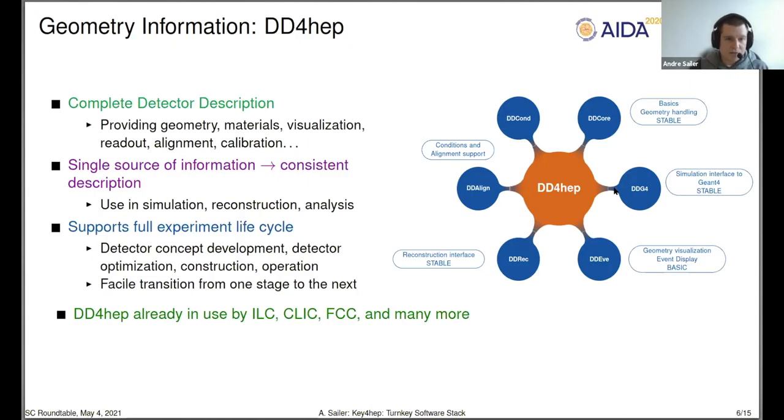For the geometry information, we're also using DD4hep. It was very nice to see the use in EIC of DD4hep, as I'm also one of the developers of this package. And it provides the single source of geometry for all stages of the experiment and also for the life cycle. So now we maybe start with our concept development, but for optimization and maybe later construction and operation, we can still use DD4hep. It's already used by ILC, CLIC, and FCC, and also now it's being picked up by CMS and LHCb, and I guess I can add EIC to this list as well.